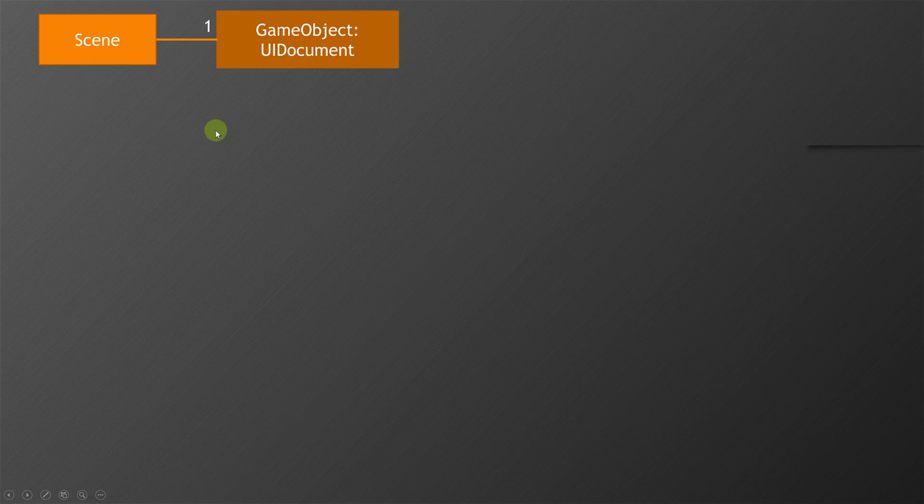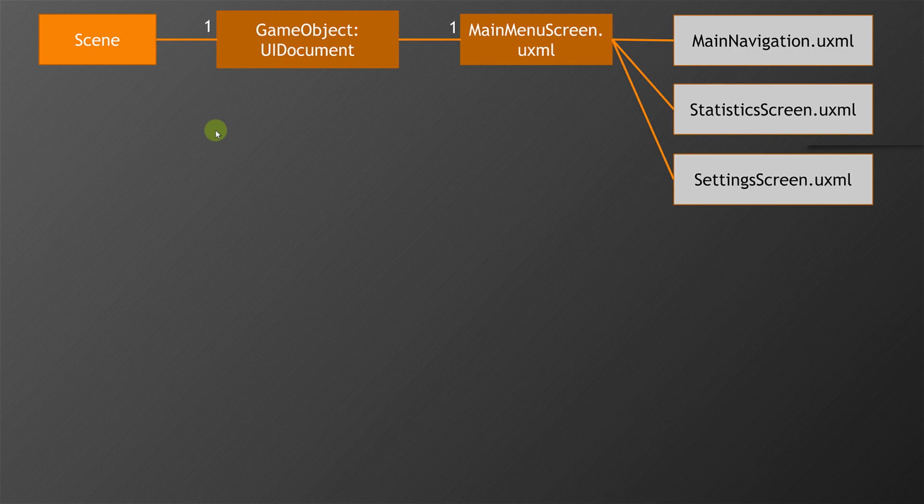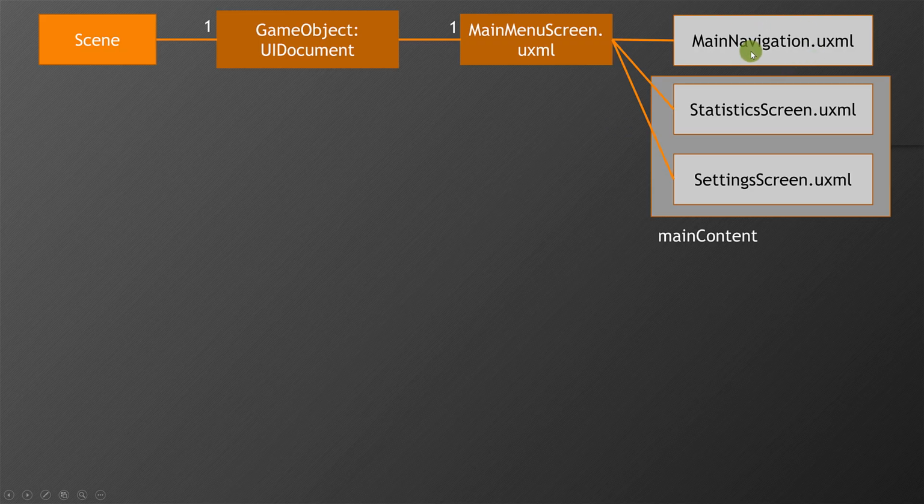We will follow the general approach from the previous video where we have a scene. Within the scene we have a game object of type UIDocument. This has a property attached to the main menu screen UXML. Within this main menu screen UXML, we define templates based on these UXML files and create instances for these UXML files. And statistics screen and settings screen will be children of main content, a container within main menu screen.